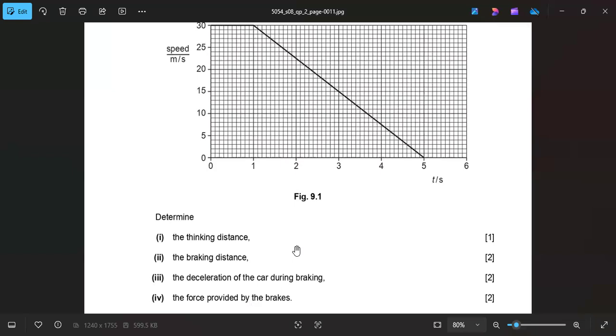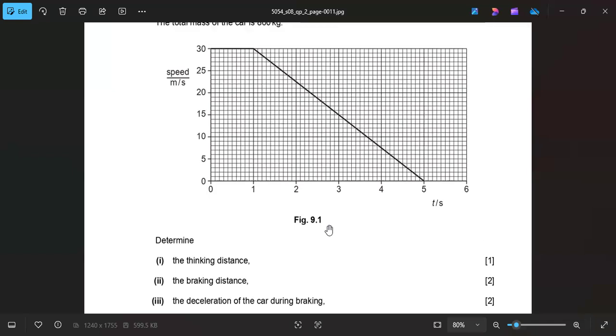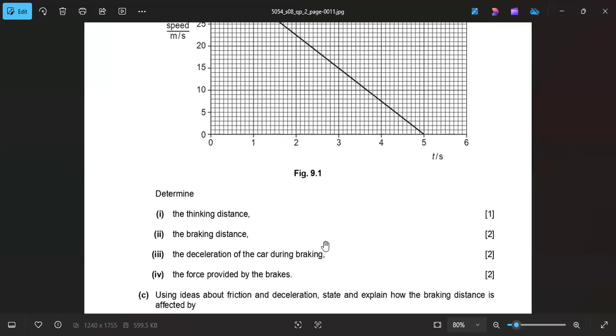Force. So the force will be calculated using F is equal to ma. You are given m. You have just calculated the acceleration. So the force will be m multiplied by a.